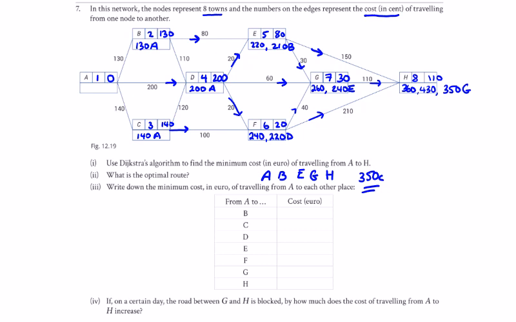The cost in euro of traveling from A to each other place, from A to B, when we have that up above, that's 140. No, 130, I'm reading it wrong. 130 from A to B, 140 from A to C. From A to D, the quickest was €2. €2 from A to D. From A to E, 210. 210 from A to E.